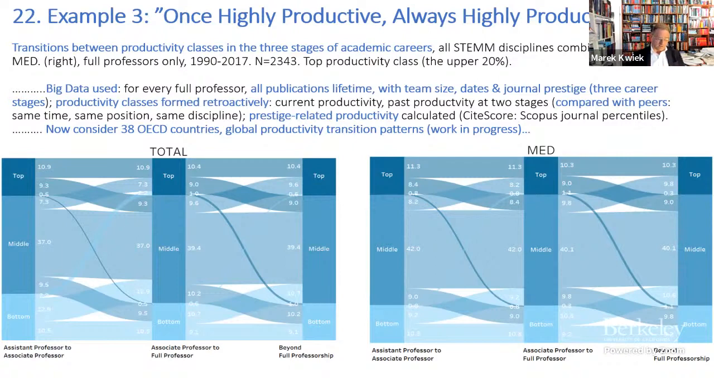So it has implications for hiring people, and it has implications for keeping people in universities. And it's certainly going to be a contribution to academic productivity theories. It's still work in progress. It's almost finished. But what is also in progress is the last line: consider 38 OECD countries, global productivity transition patterns. We do it for millions, exactly 5 million scientists. And we measure productivity retroactively, current productivity and past productivity at 2 stages. Globally, it's not about academic positions, it's about years in service or years from the first publication. And this is just example number three, a national study using big data.